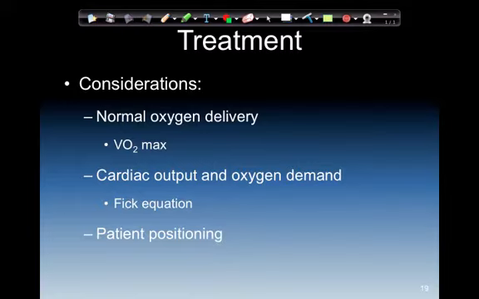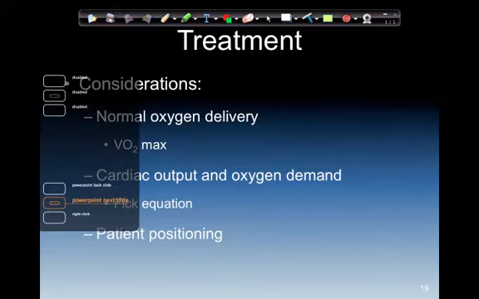Very simply, the Fick equation is the amount of oxygen delivered to the tissues, or the VO2, equals cardiac output times the arterial oxygen content minus the venous oxygen content. So what we'll see there is the difference between those two, what's in the arteries, what's in the veins, and then what was available at the cellular environment. Patient positioning, seated in an upright position, especially if they have fluid. They're going to feel like they're drowning if you lie them down.